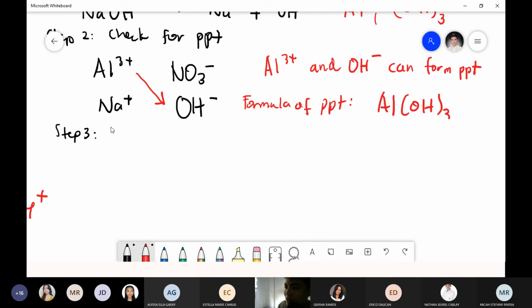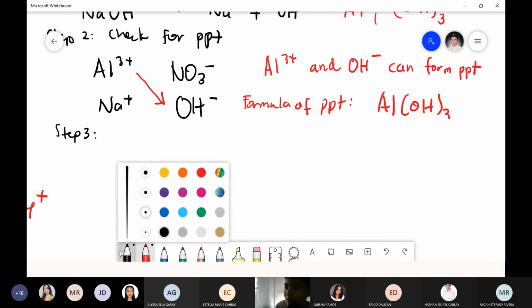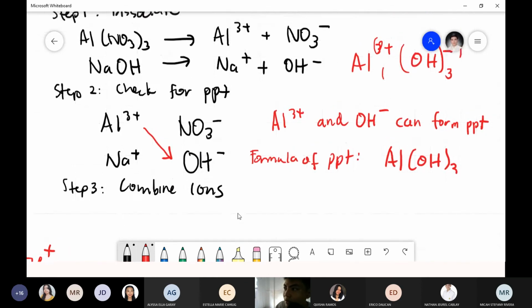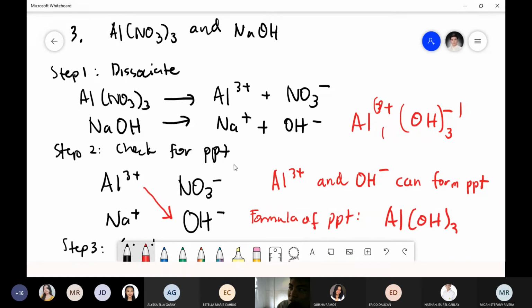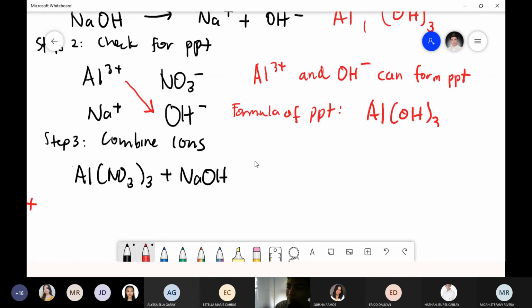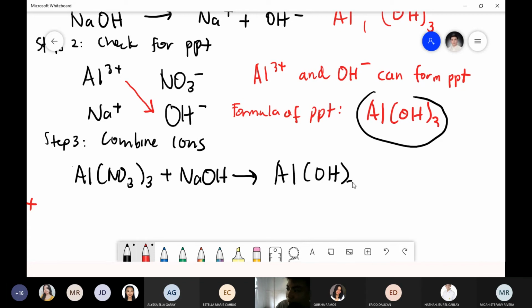Okay? So, yun. Step 3. We will now combine them. Okay? Combine ions. So, you start with your reactant, yung original reactant. Nasaan ba yung original? Ito yung original, diba? I'll just copy it. Okay? Just copy everything. And then, since you are able to form a precipitate, you write it na. Okay? So, this is your precipitate. You write it here. And then whatever is left sa ating ions, pagsamahin mo na lang sila.